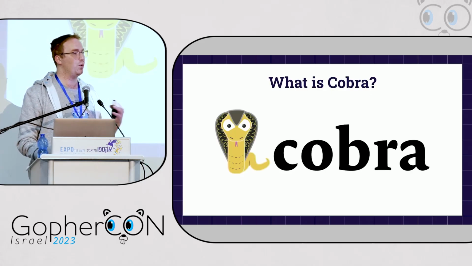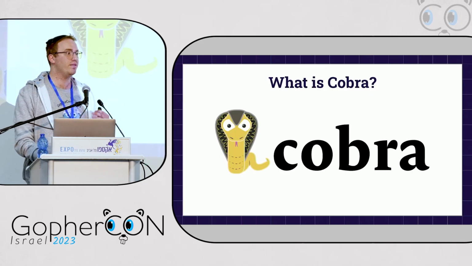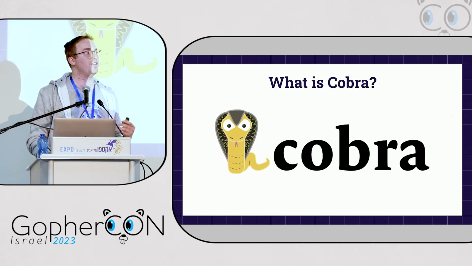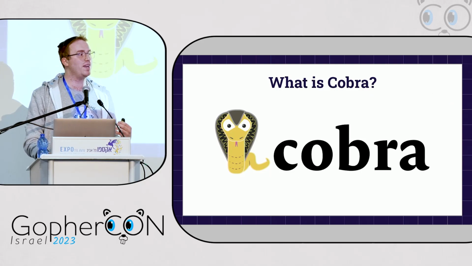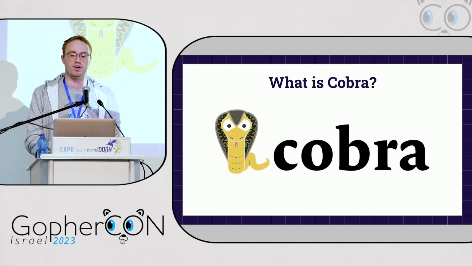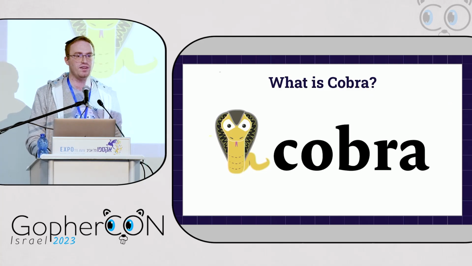So what then is Cobra? Cobra was created by Steve Francia, SPF 13, who's pretty much a legend in the Go community. And he was the product manager at the Go team at Google, and he really helped direct the community a lot. Cobra in general is a library that provides a very simple reference for creating powerful CLIs.